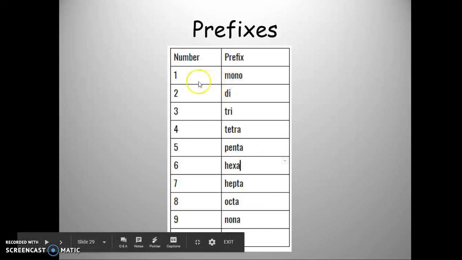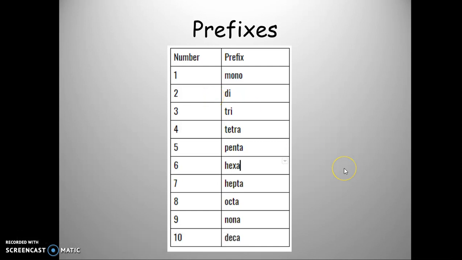So you need to know the prefix for 1 is mono, 2 is di, 3 is tri, 4 is tetra, 5 penta, 6 is hexa, 7 is hepta, 8 is octa, 9 is nona, 10 is deca. And these are pretty simple. I think they're pretty easy to memorize. I think the more that you do them, the easier they are to memorize. And I'm sure that some of you will memorize them anyways. It would be good to have them on a test or quiz. So think about committing those to memory.